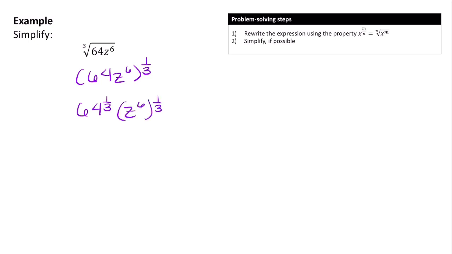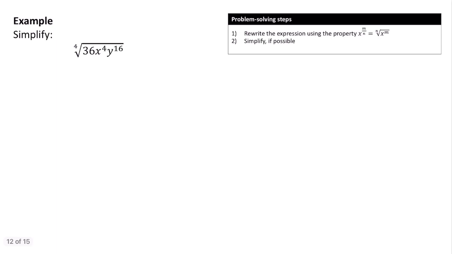So 64 to the 1/3, that's just the cube root of 64. So that's going to be 4. Z to the 6th to the 1/3, I can multiply those exponents, right? So I have 6 times 1 over 3. 6 is basically 6 over 1, so I can reduce these, and this is going to turn into 2 over 1, which I can just write as 2. So this final answer is going to be 4z squared.